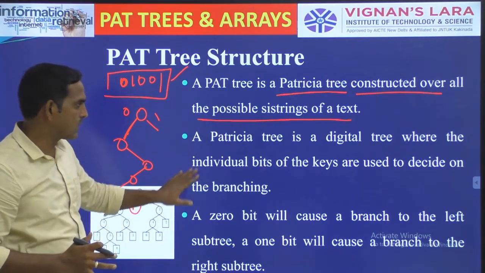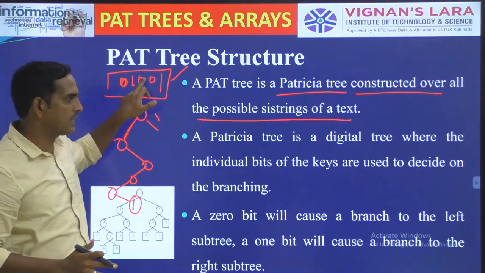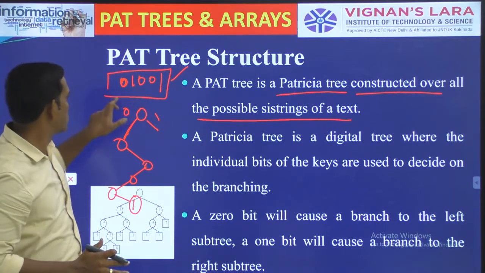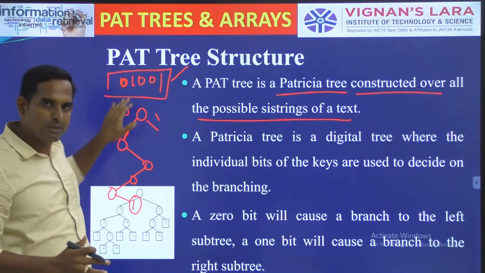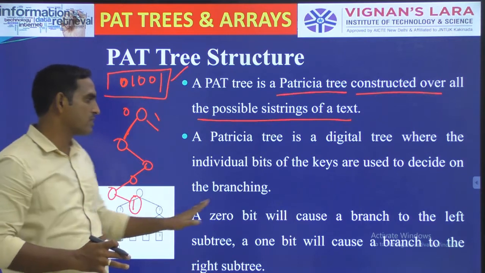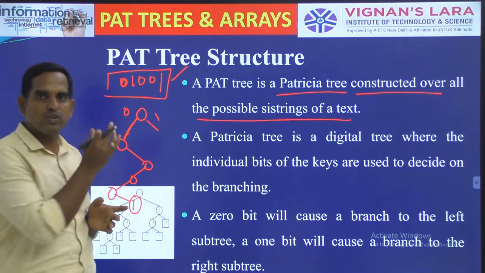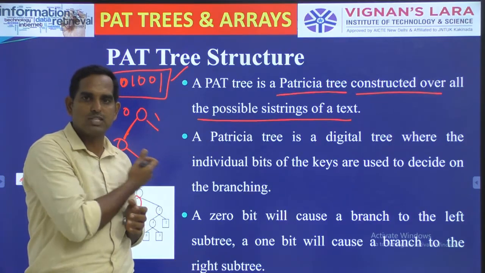Okay, so as you can understand, a Patricia tree is a digital tree where individual bits of the keys are used for your branching. So each and every bit in the key will be used for branching here. A 0 bit will cause the branch to the left side, and a 1 bit will cause the branch to the right side. That is how the individual bits in the key will be used in the Patricia tree.